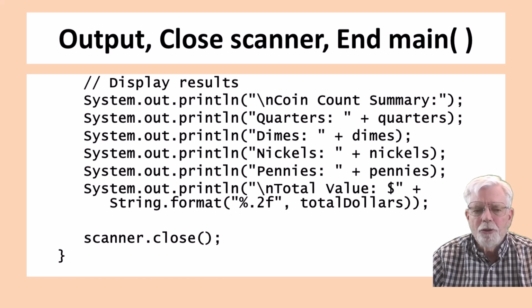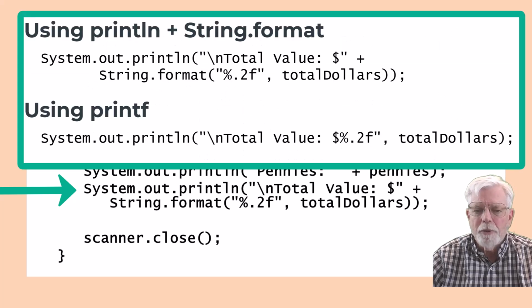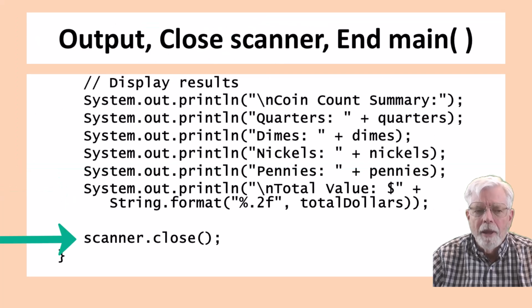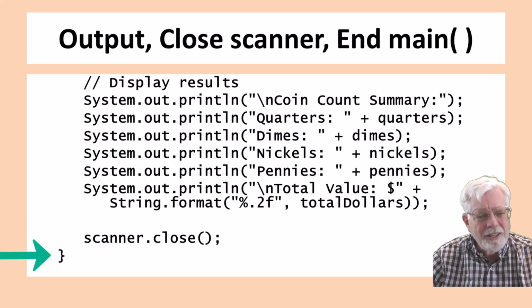Claude chose to use a collection of println statements for the output. The last println statement could have been replaced with the printf statement, but instead uses the String.format method to convert totalDollars into a string with 2 digits past the decimal. The scanner object is closed before the program ends with a closing curly brace that belongs to main. We still don't have a closed curly brace that ends the class definition.